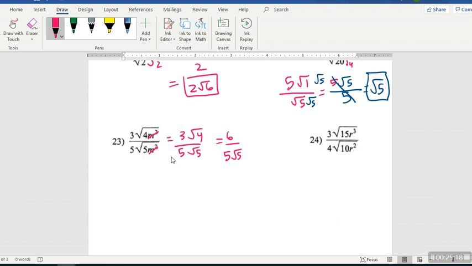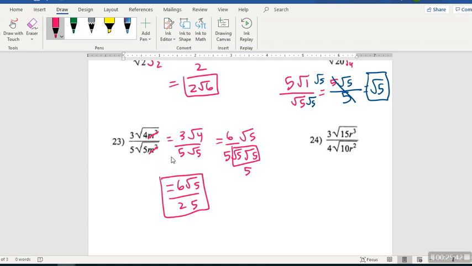We just need to rationalize the denominator. Multiply by root 5 and root 5. Up top, we get 6 root 5. On the bottom, we have 5 times, what's root 5 times root 5? That's just 5. So 5 times 5, 25.